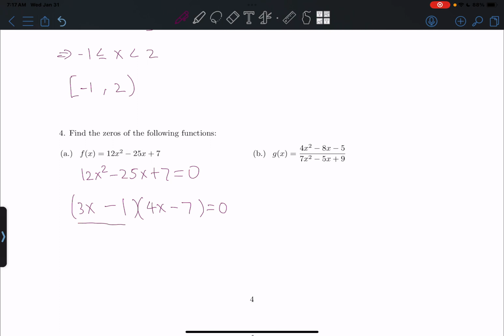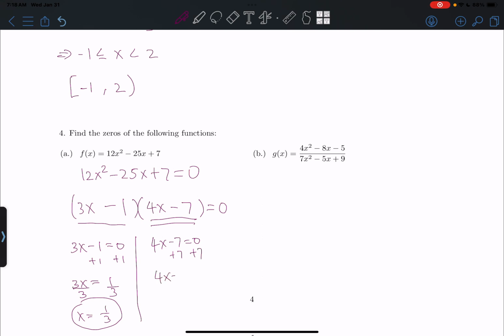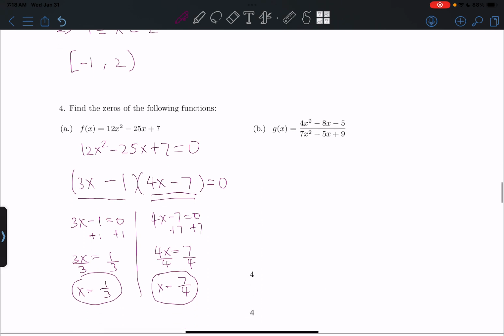But once you factor, it's just an easy, simple setting things equal to 0. 3x minus 1 equal to 0. And then x plus 6 is equal to 0. Okay, so that's it for this kind of problem.